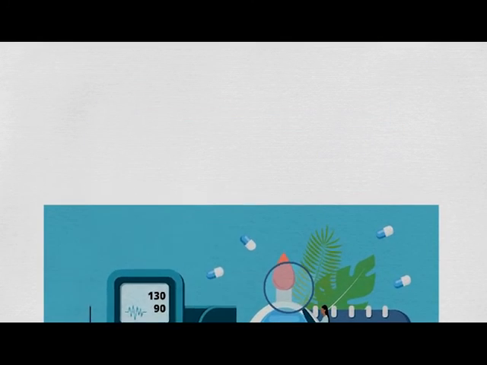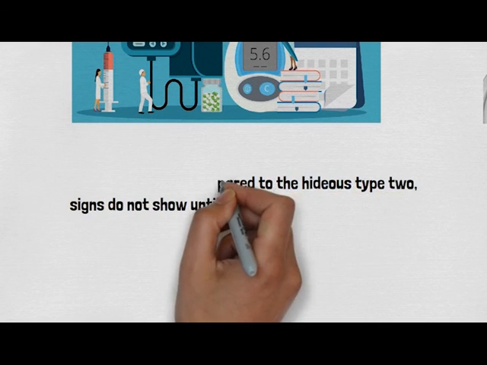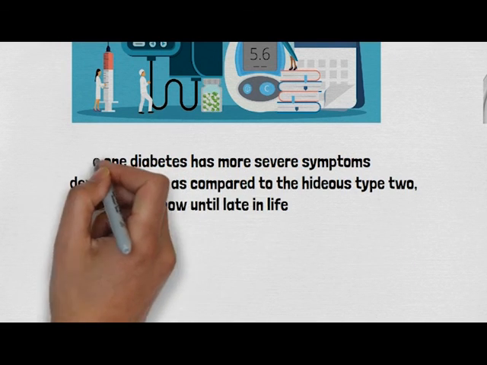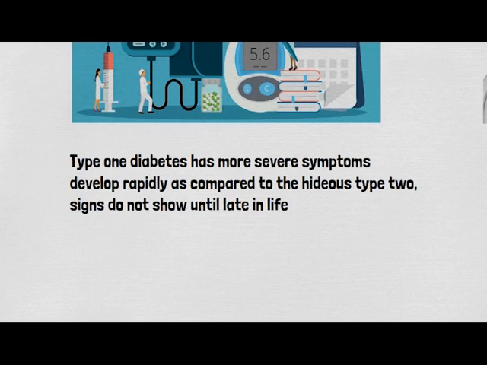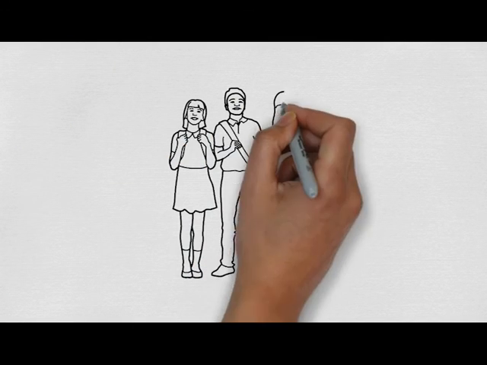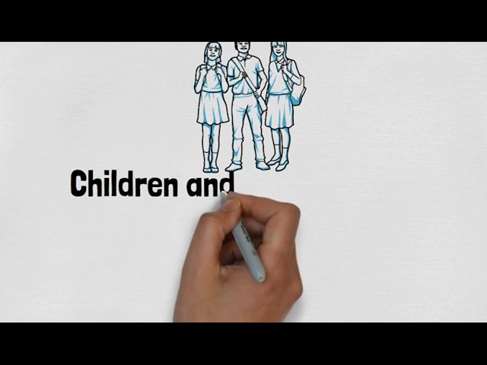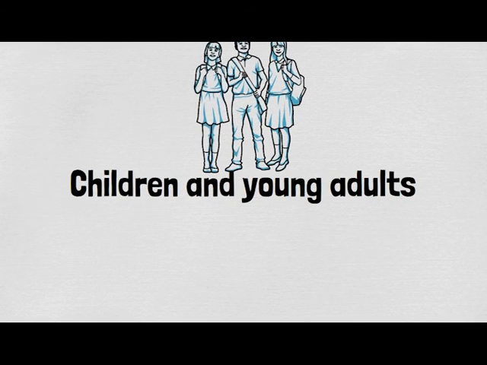Diagnosis and treatment. Tests are carried out to determine the type of diabetes a patient is suffering from. Moreover, type 1 diabetes has more severe symptoms that develop rapidly as compared to the insidious type 2, where the signs do not show until late in life. Recent cases, however, have shown that the disease affects children and young adults, thereby calling for better understanding of the risk factors for early diagnosis and better treatment.